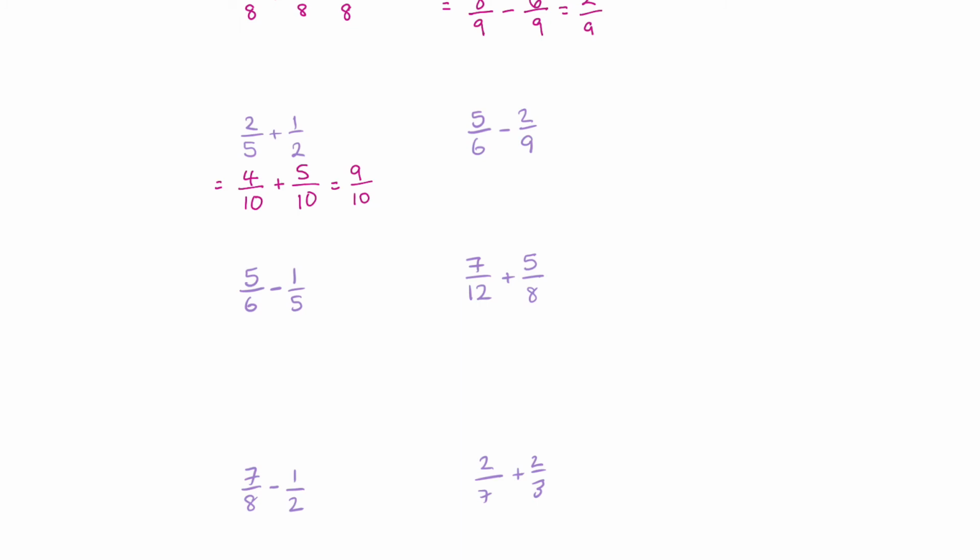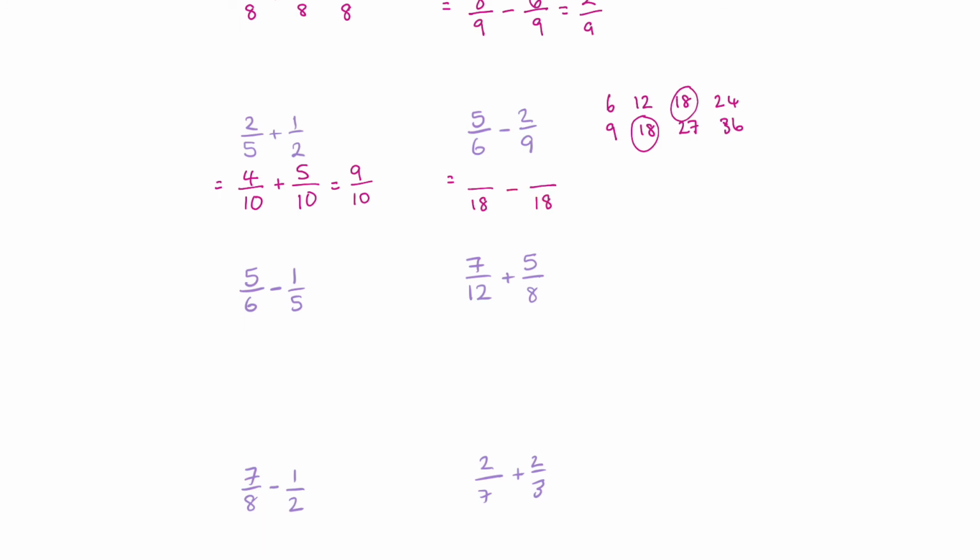So we need to find the smallest number that's in the 6 times table and in the 9 times table. So remember, 6 times table, 9 times table. Right, what's the smallest number that's appeared in both? There we go, 18. So we're going to make them both over 18.